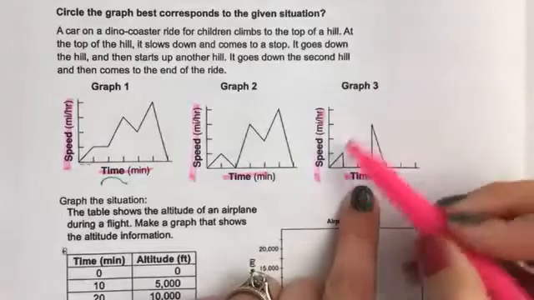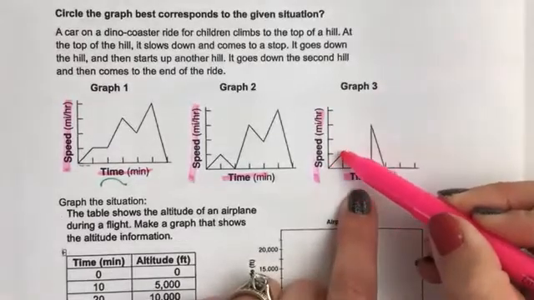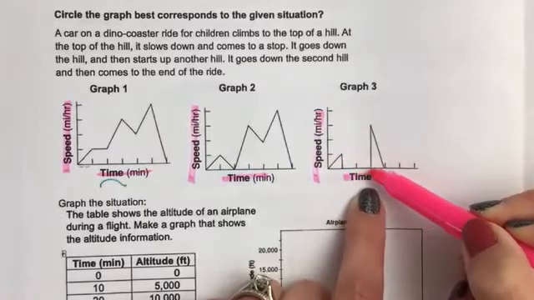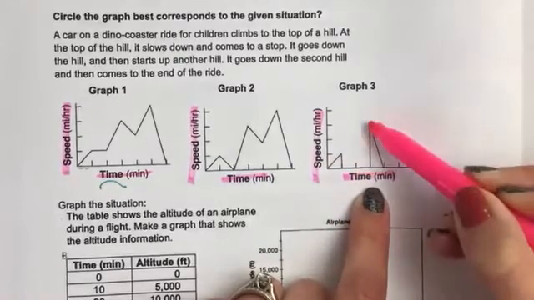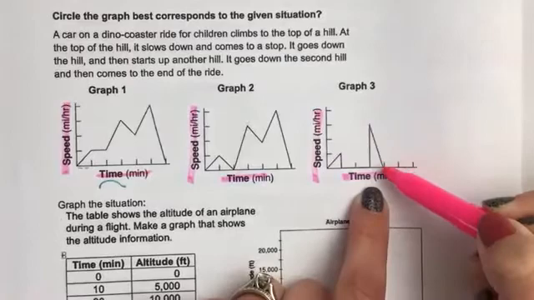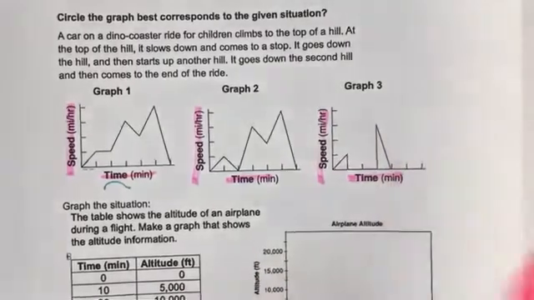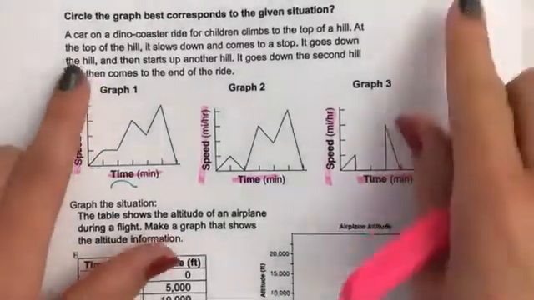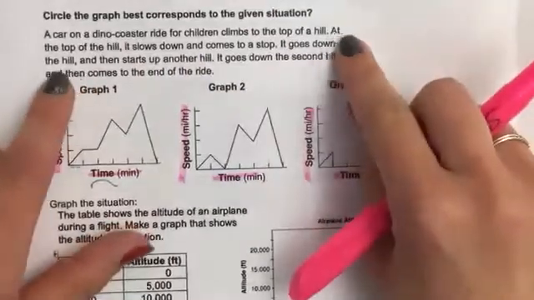In graph 3, it speeds up a little bit, then stops suddenly, it stays stopped for a certain period of time, then all of a sudden it goes really, really fast, and then all of a sudden it slows back down. So you guys kind of have to decide which one matches. So I kind of look at other things.